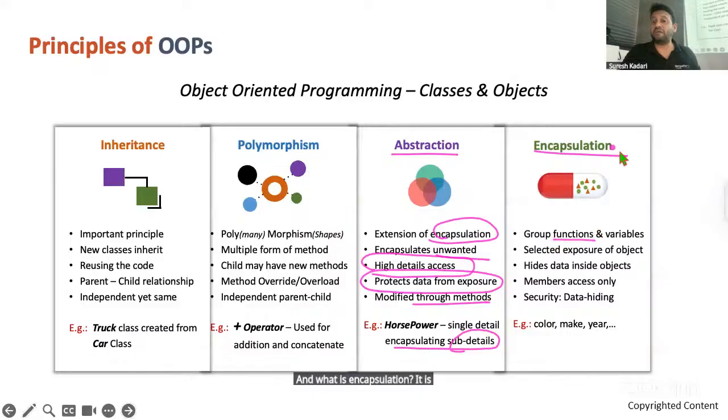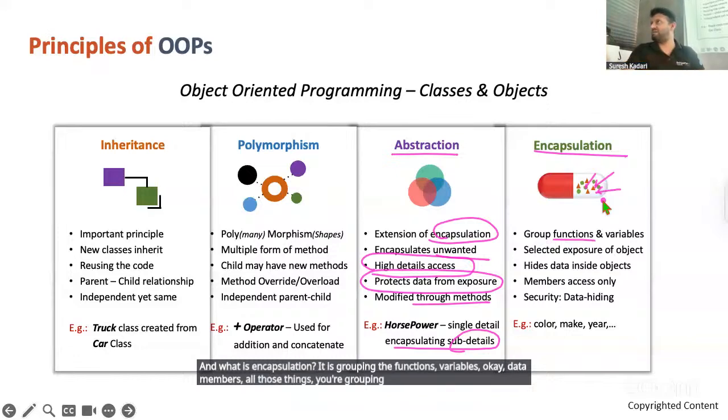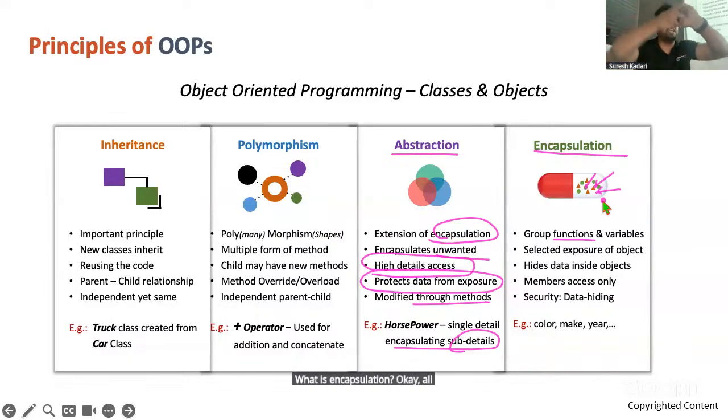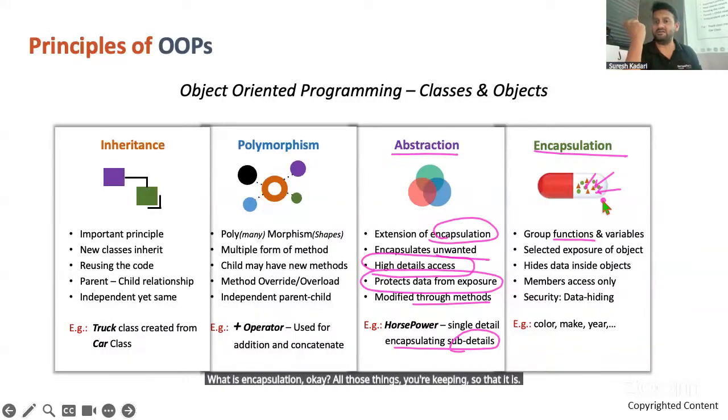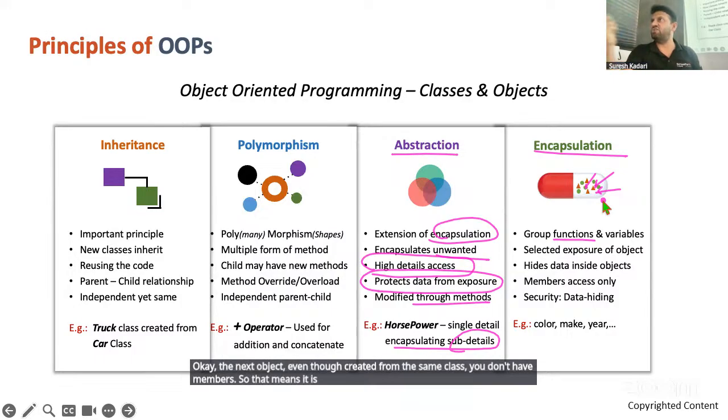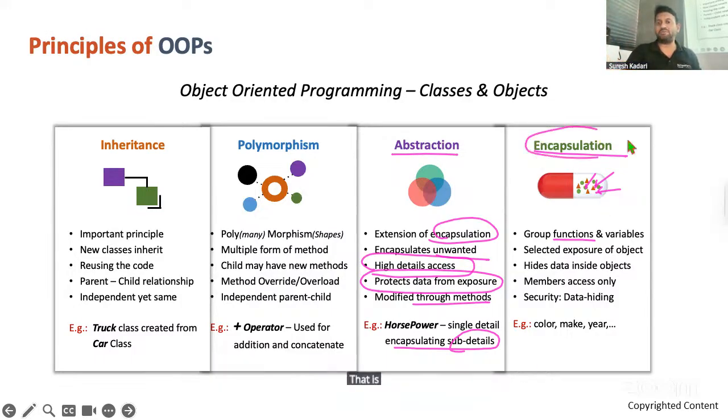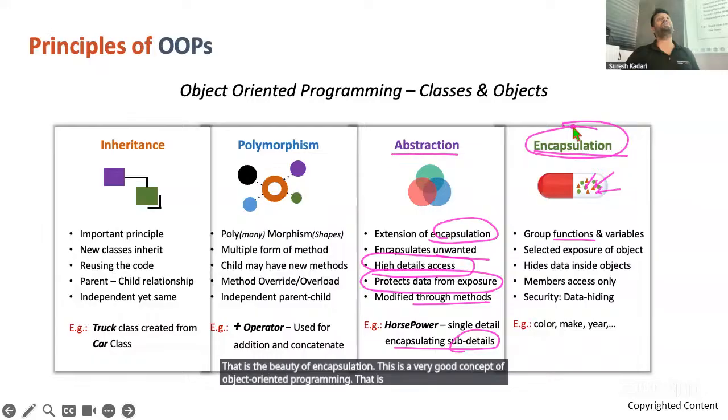It is grouping the functions, variables, data members, all those things. Somebody said in the morning, in the first class, when I asked what is encapsulation, that all those things you're keeping so that it is hidden. It is hidden, secured, and only members can access. If I give you access to that object, only you can access. The next object, even though created from the same class, you don't have access to its members. So that means it is hidden, secure access. That is the beauty of encapsulation. This is a very good concept of object-oriented programming. That is why object-oriented programming is very good.